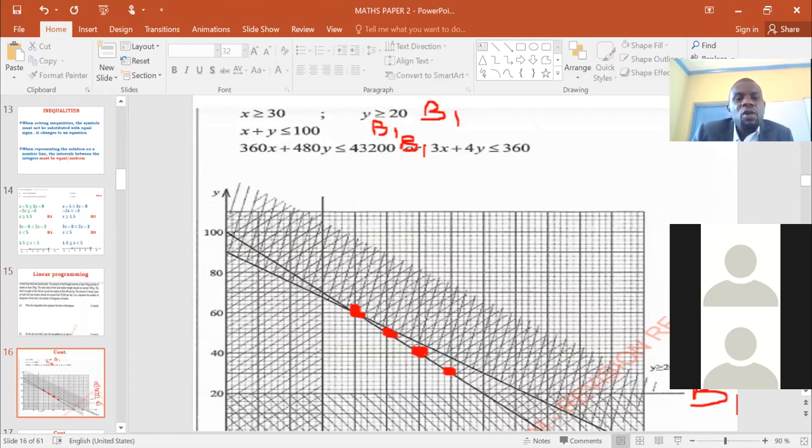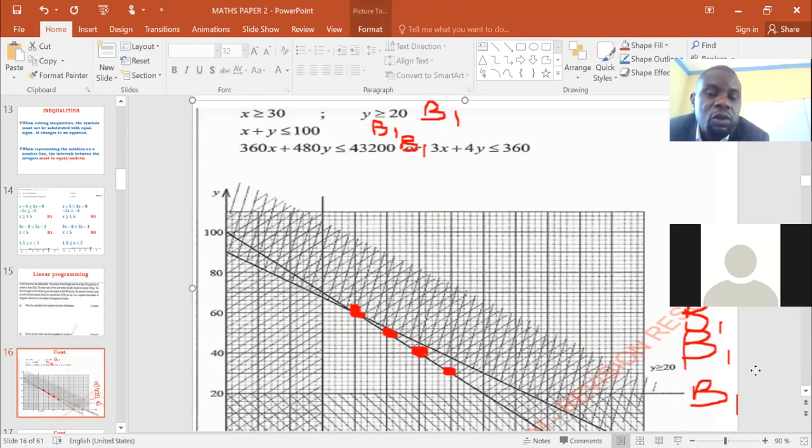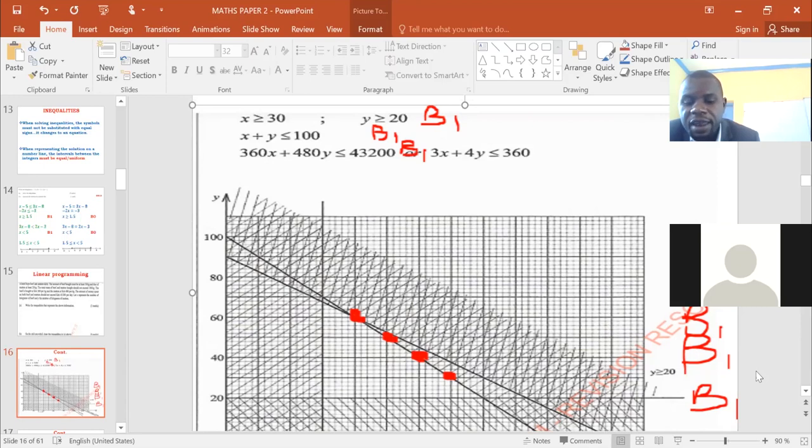Now, in forming inequalities, you are not compelled to simplify. You can see the last inequality there: 360x plus 480y is less or equal to 43,200. That mark is awarded at the earliest opportunity. That means that if you make any mistake in simplifying, to get 3x plus 4y is less or equal to 360, you may not be penalized for that because the first inequality was right. So you are not under any obligation to simplify that particular inequality of 360 plus 480, though when you simplify, it will be easier to draw the graph. But once we see it at the earliest stage, the mark is awarded at that stage.